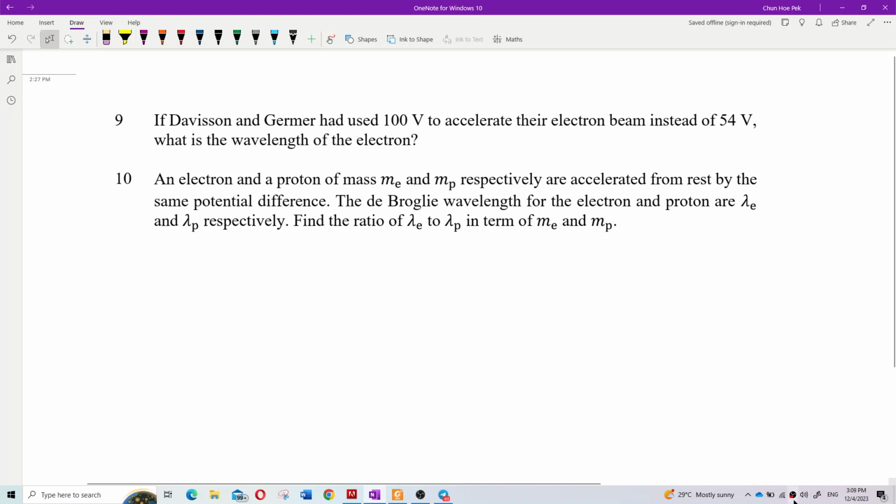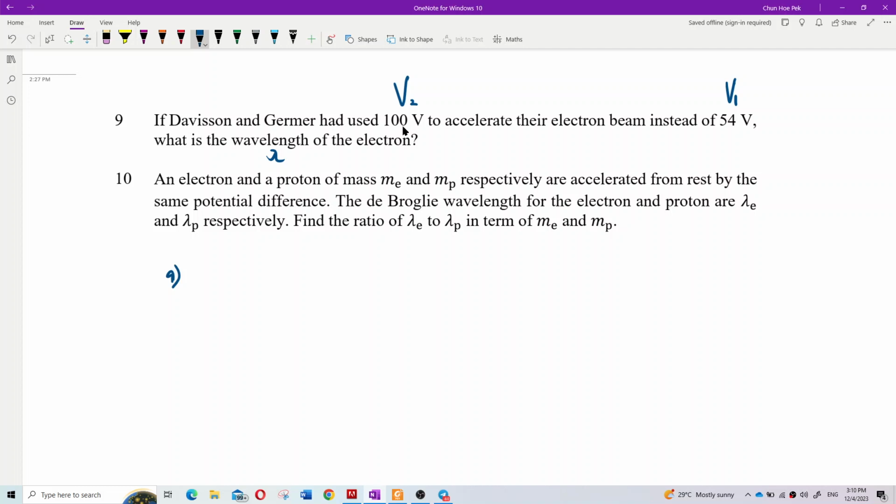Okay, now it's recording. If Davisson-Germer used 100 volt to accelerate the electron beam instead of 54 volt, what is the wavelength of the electron? Okay, question 9. Use 100 volt, this V2 instead of this V1. So what is the wavelength?